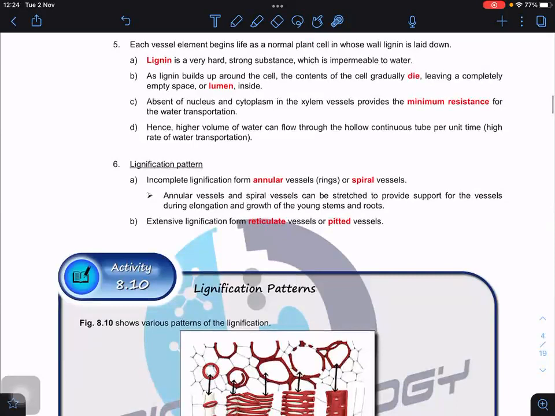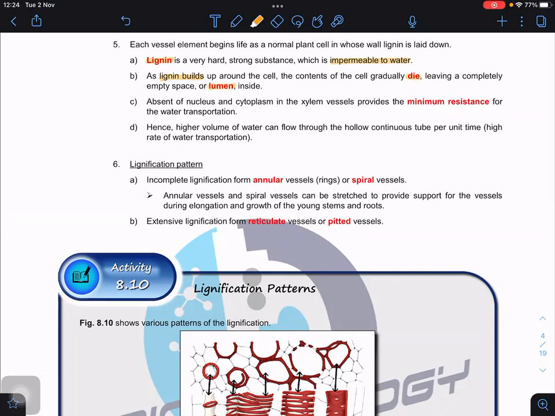Each vessel element begins life as a normal plant cell, and then lignin is laid down. Lignin is a very hard, very strong substance and impermeable to water. Totally impermeable to water. As more and more lignin builds up, the cell gradually dies, leaving a complete hollow tubule.